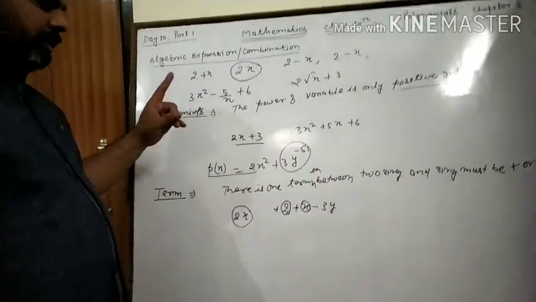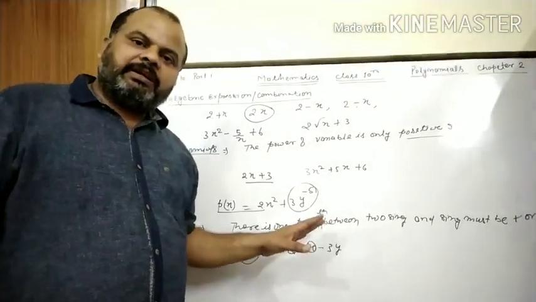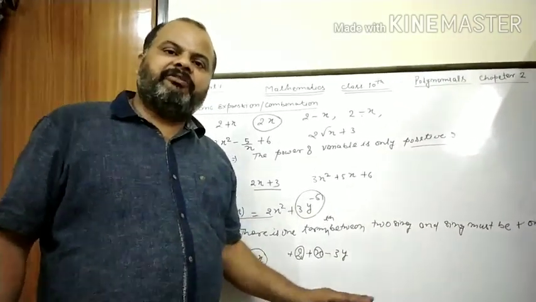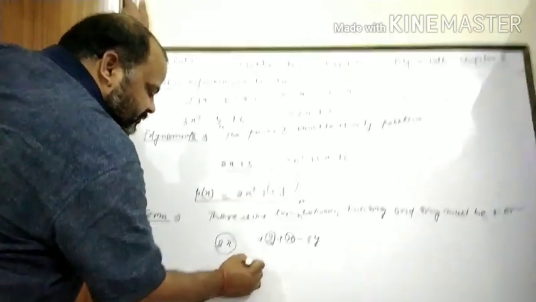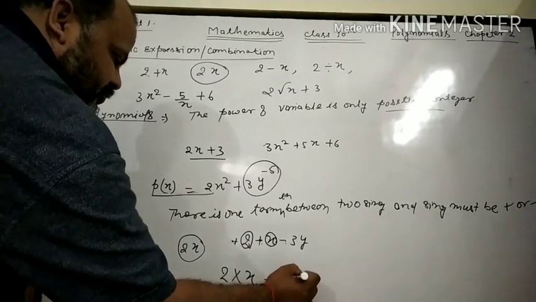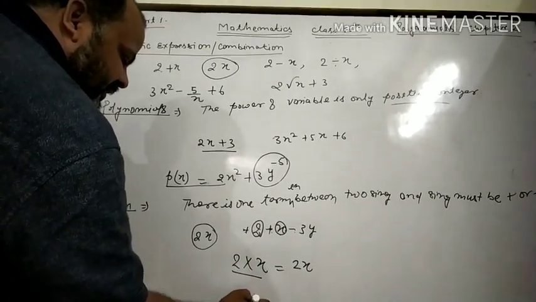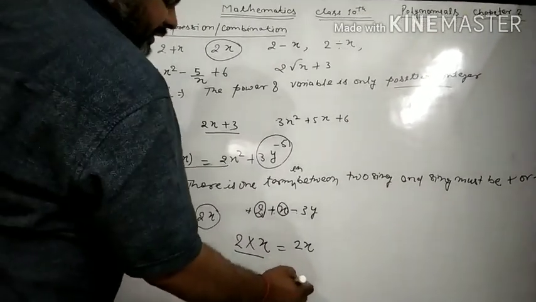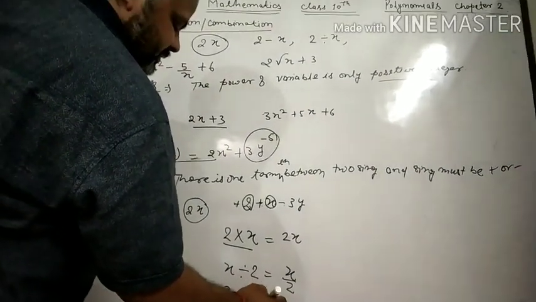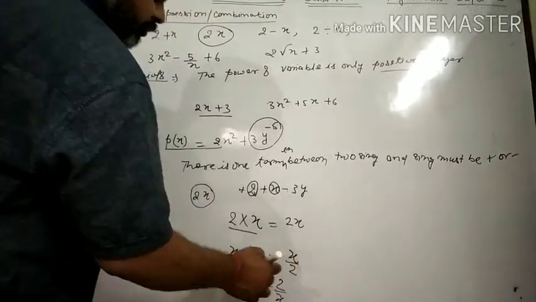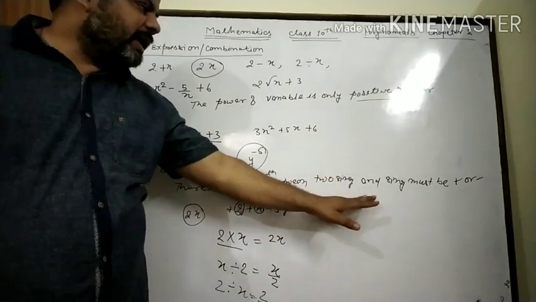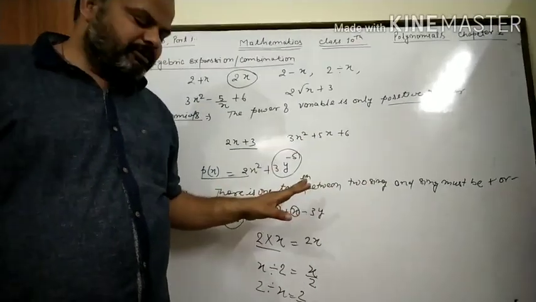It means the terms are not signified with the help of multiplication and division signs. Like 2 into x, it is only one term, it is 2x. X divided by 2, then it is one term. Or 2 divided by x, it is one term, not two terms. That means the terms are signified with the plus or minus sign only.